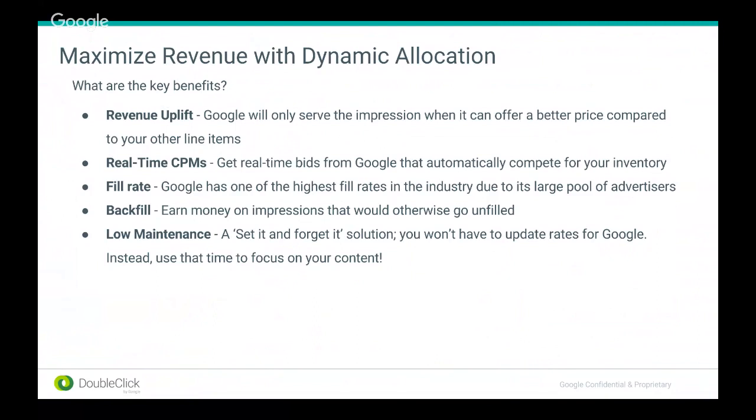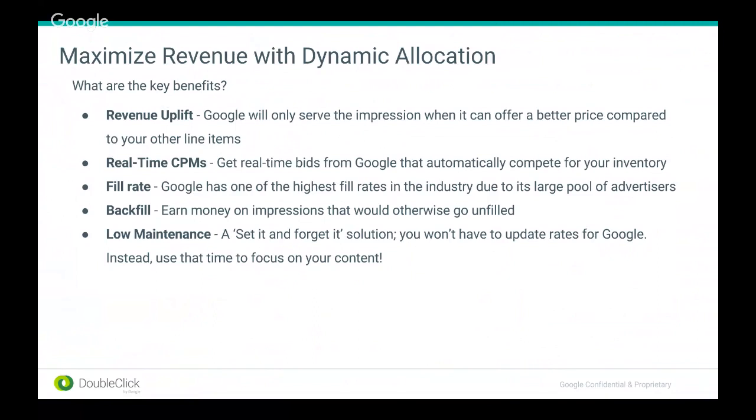As we mentioned before, you get real-time bids from Google that automatically compete for your inventory on a non-guaranteed line item that haven't reached their goals. The third is fill rate. Because Google has the largest pool of advertisers, it has one of the highest fill rates in the industry. Another benefit is backfill. Publishers can earn additional revenue on impressions that would otherwise go unfilled.